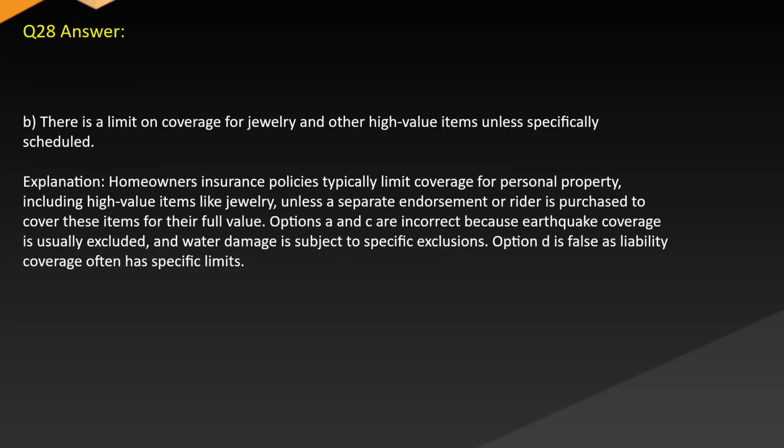Answer. B. There is a limit on coverage for jewelry and other high-value items unless specifically scheduled. Explanation. Homeowners insurance policies typically limit coverage for personal property, including high-value items like jewelry, unless a separate endorsement or rider is purchased to cover these items for their full value. Options A and C are incorrect because earthquake coverage is usually excluded and water damage is subject to specific exclusions. Option D is false as liability coverage often has specific limits.